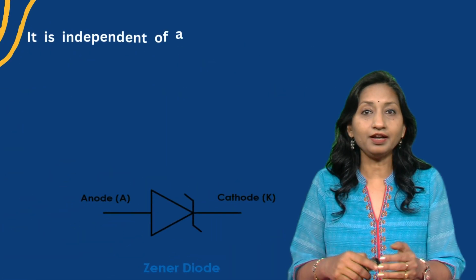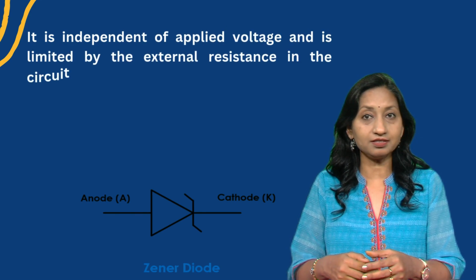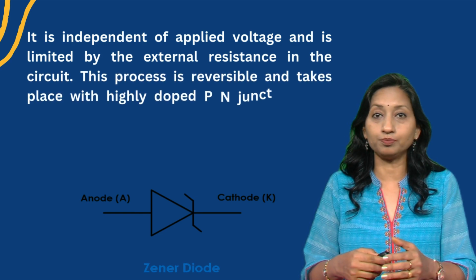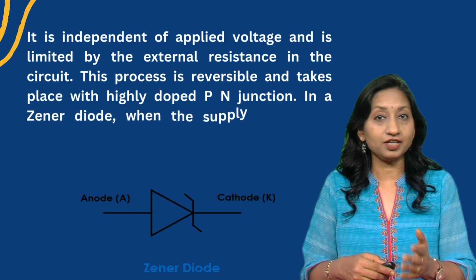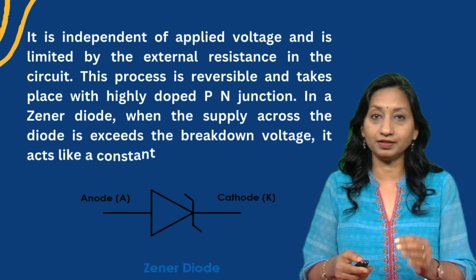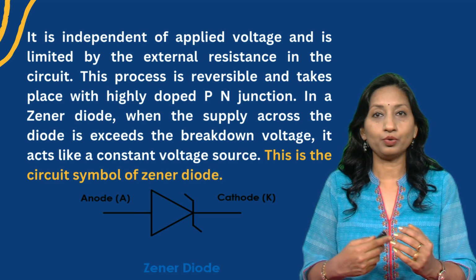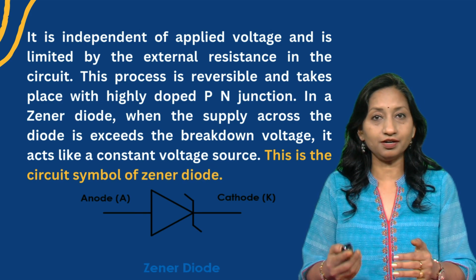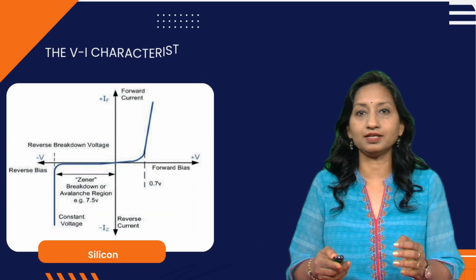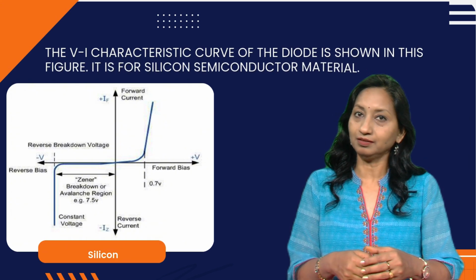It is independent of the applied voltage and is limited by the external resistance in the circuit. This process is irreversible and takes place with a highly doped PN junction. In a Zener diode, when the supply across the diode exceeds the breakdown voltage, it acts like a constant voltage source. So this is the circuit symbol of the Zener diode, and the VI characteristic curve of the diode is shown in this figure, and this is for the silicon semiconductor material.